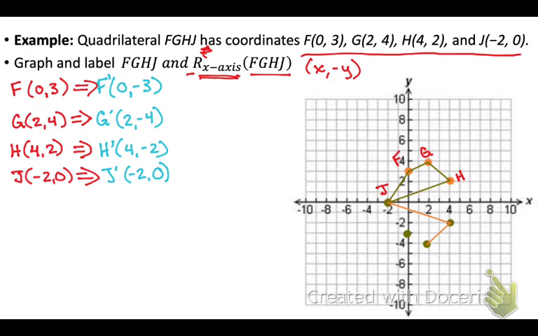Does your shape look like this? Yeah. Oh, I need to label them. So why are J prime and J sharing a point? Because they're on the x-axis, and that was that first rule. If they're on the line of reflection, are they going to be the same point? Yes.